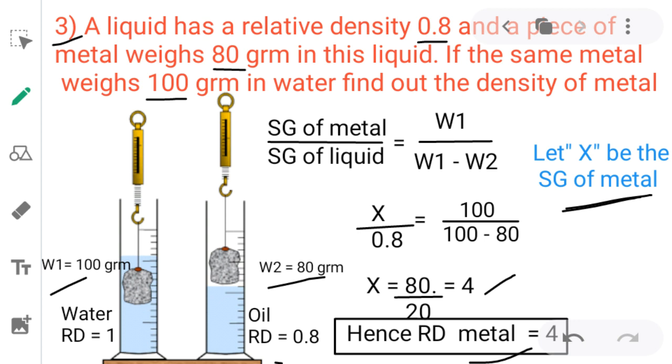So, in this way, we can calculate the Rd of different types of metals by using Archimedes principle of finding the Rd of solids. In the next video, I will give you some simple problems on finding Rd of liquids by Archimedes principle.